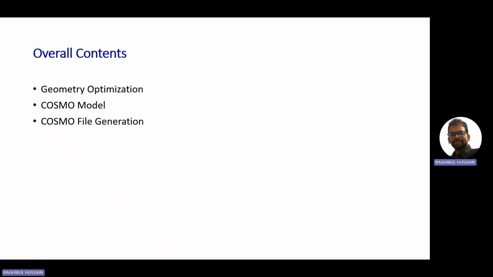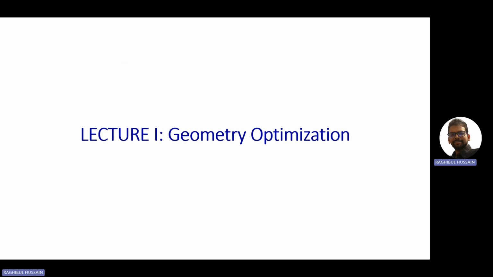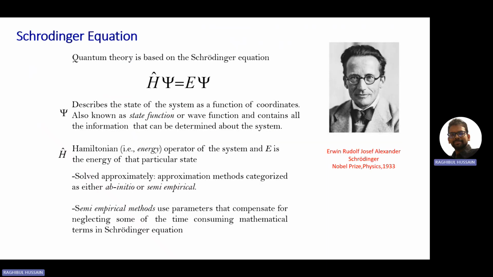I will skip some part of it, geometry optimization. I'm not going through this process. Hopefully, you know all this. Hψ = Eψ, that is our Schrödinger equation. The same theory behind it, whatever Dr. Ali has taught on the first day. So it solves the Schrödinger equation.